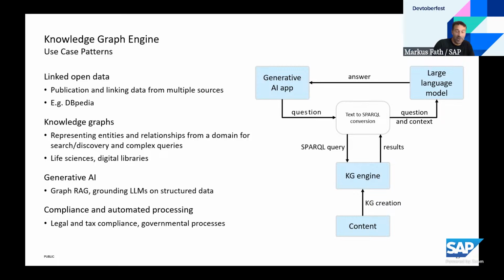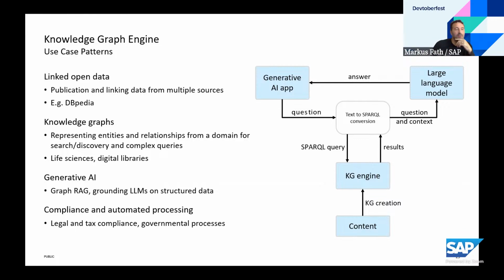Of course, GenAI also plays a role in why knowledge graph technology has picked up some attention recently. So there is a notion of graph RAG, where you essentially use a knowledge graph system in order to derive more structured context and add it to an LLM prompt.